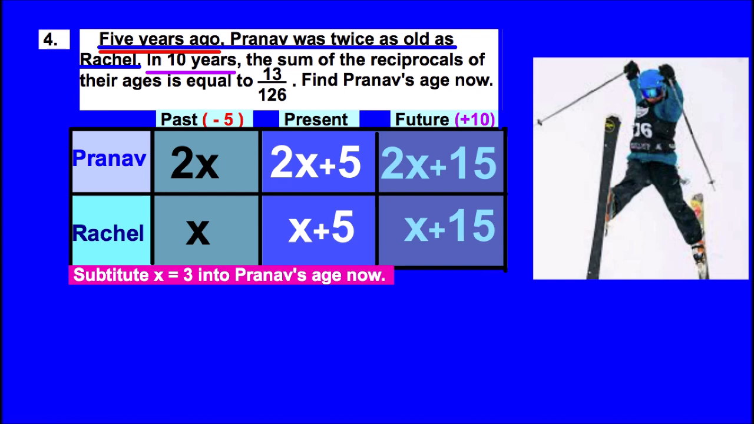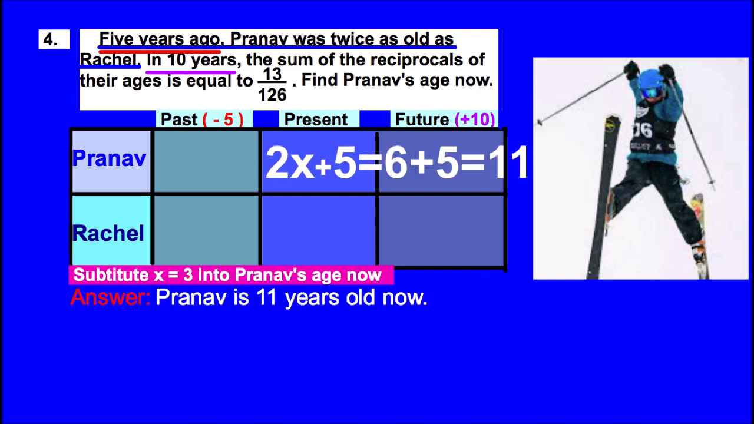Substitute the solution x equals 3 into Pranav's age now. Thus, the answer to the question is Pranav is 11 years old now.